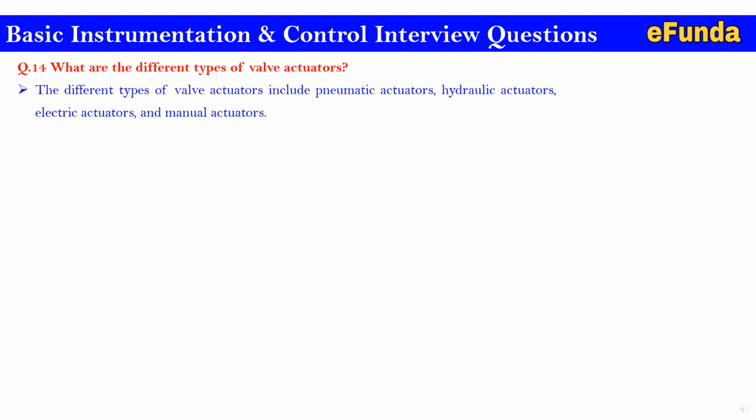Question 14, what are the different types of valve actuators? The different types of valve actuators include pneumatic actuators, hydraulic actuators, electric actuators, and manual actuators. Question 15, understanding of rangeability and turndown in control valve.